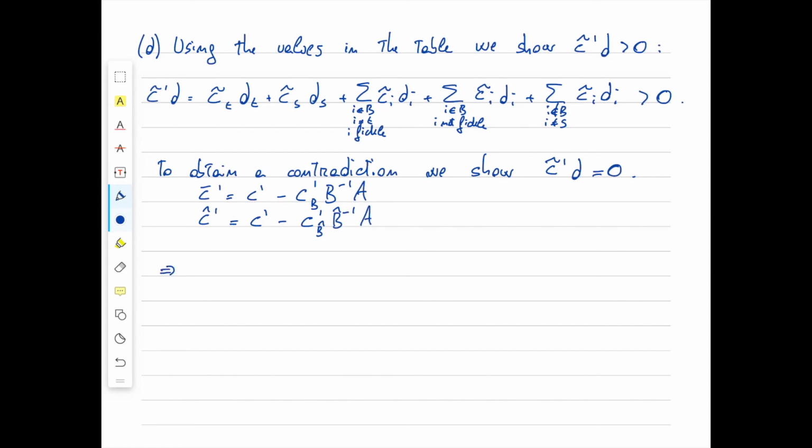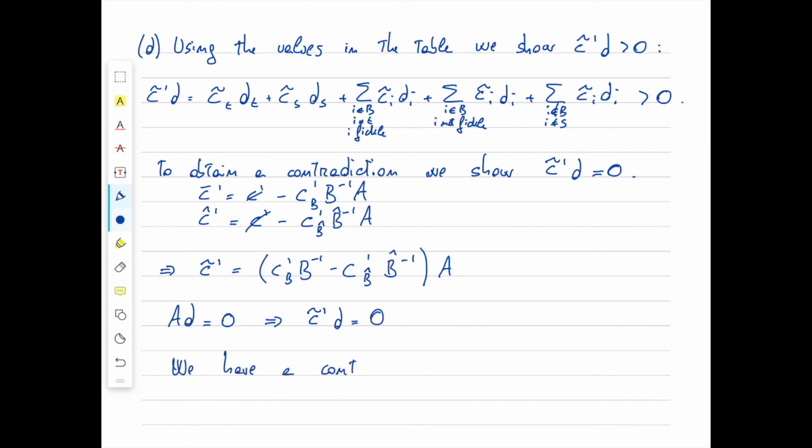This implies that c tilde transpose is equal to, in the difference between c hat and c bar, the c vector cancels out, and then in the remaining part of the formula I can factor out A, which is in common in the two expressions, so I obtain that this is equal to c B transpose B inverse minus c B hat transpose B hat inverse times A. But now if we multiply on the right by d, we obtain 0 because we've shown a long time ago that A times d is equal to 0. So A d equal to 0 implies c tilde transpose d equal to 0. So we have a contradiction. And this concludes the proof that Bland's rule avoids cycling. And this also concludes our lecture on anticycling.